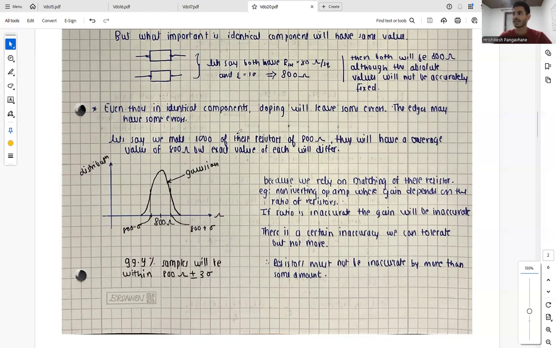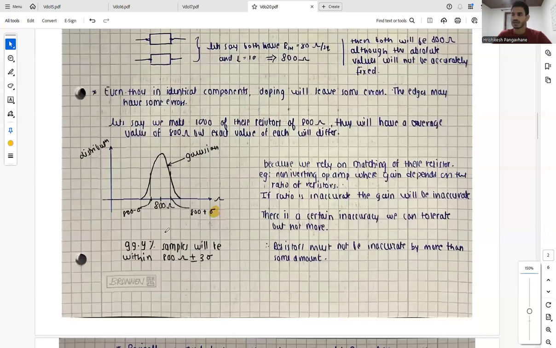As we discussed, there might be some errors while making the resistors. If the ratio is inaccurate, the gain will be inaccurate, and there is a certain inaccuracy we can tolerate, but not more than that. So resistors must not be inaccurate by more than some amount. Let's say we have a distribution of all those 1,000 resistors, whose value is supposed to be 800. The average value of all will be 800, but the Gaussian graph gives us some deviation, which is sigma. Let's say this value is 800 minus sigma, and this value is 800 plus sigma.